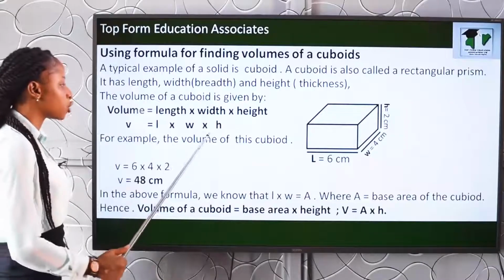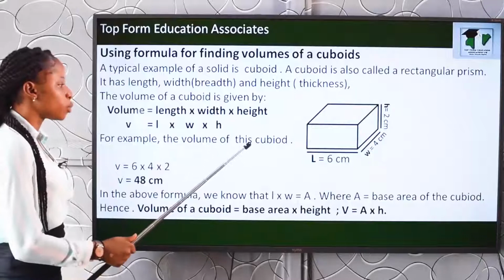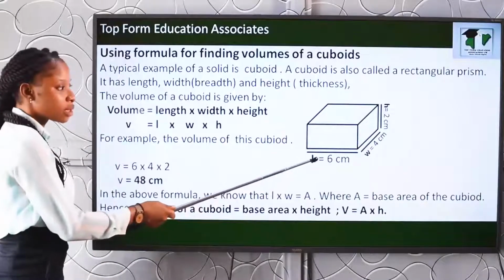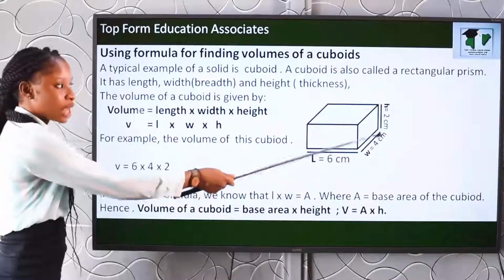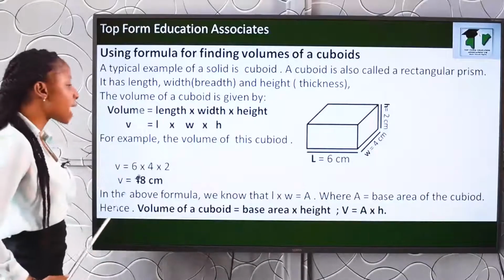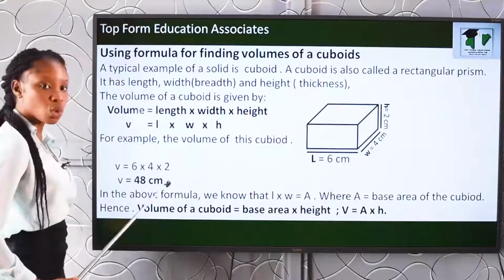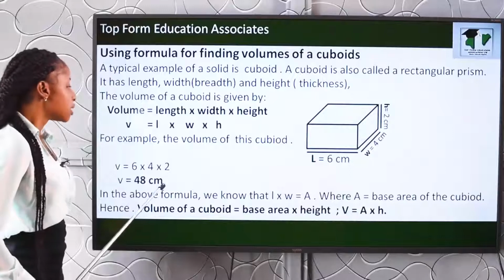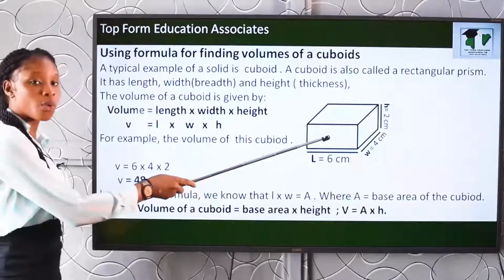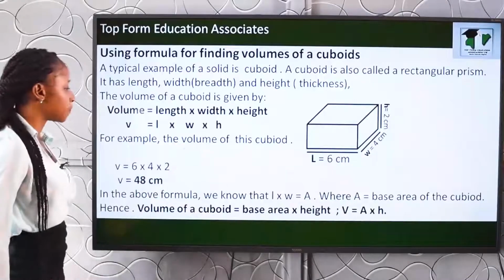Now, for example, to find the volume of this cuboid, this is the length, this is the width or the breadth, and this is the height or the thickness. So what do we do? We multiply all together. So it's going to be 6 times 4 times 2 to give us 48 centimeters. Therefore, the volume of this cuboid or rectangular prism is 48 centimeters.